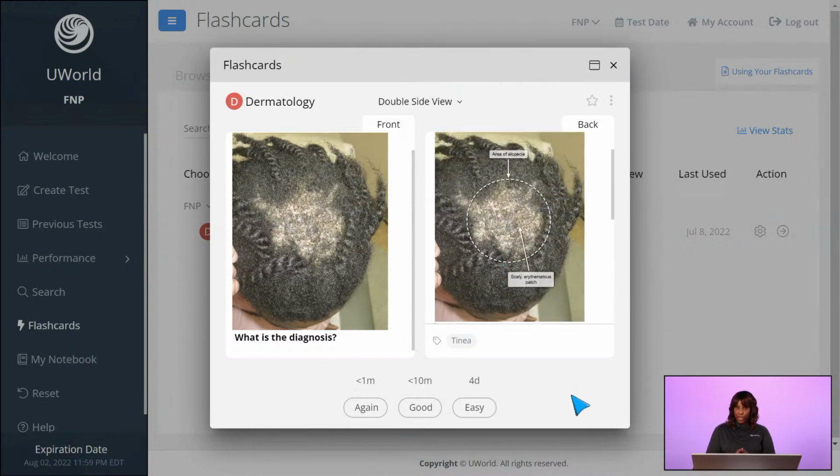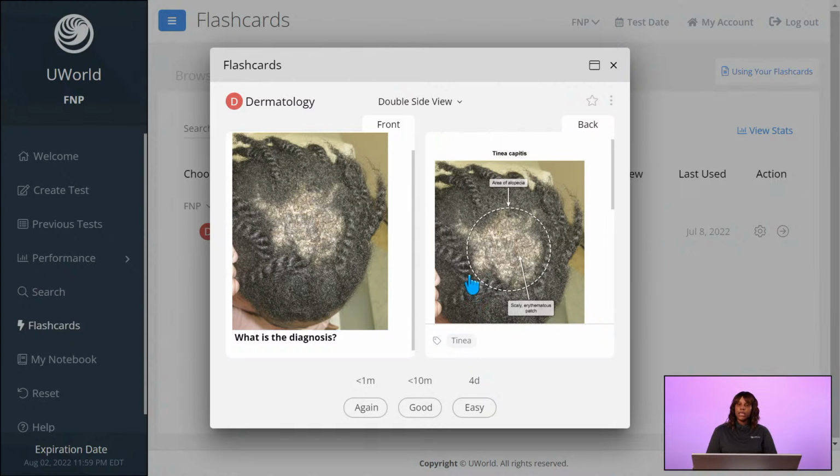Now this is the best part of the flashcard function. It's something called spaced repetition. So that's going to be the frequency in which the cards show up in your study time. So if this was super easy and you're like, oh, I recognized it, that's going to be a Tinea Capitis, you would click easy, and this card would not show up for about 4 days or more. It just doesn't show up that often.